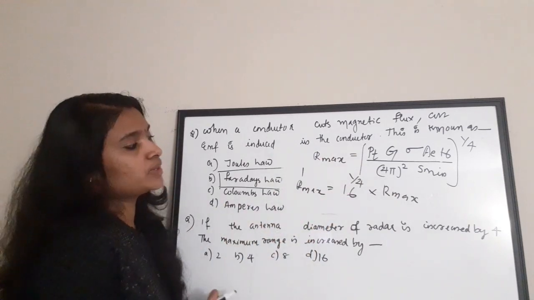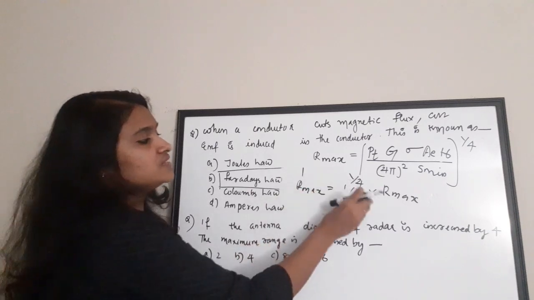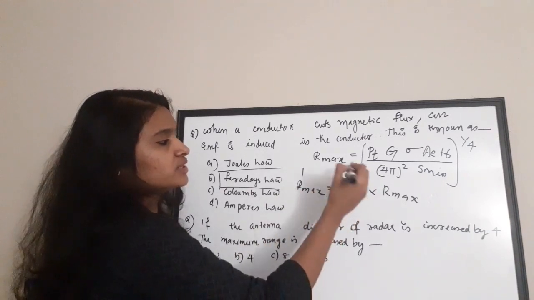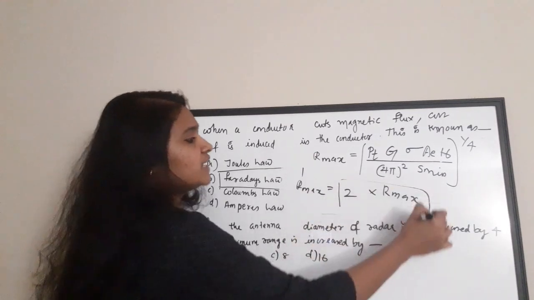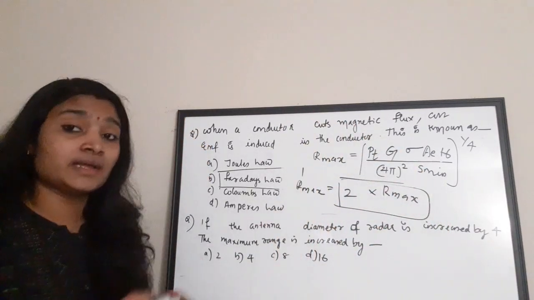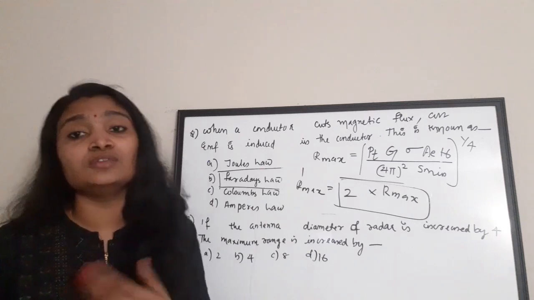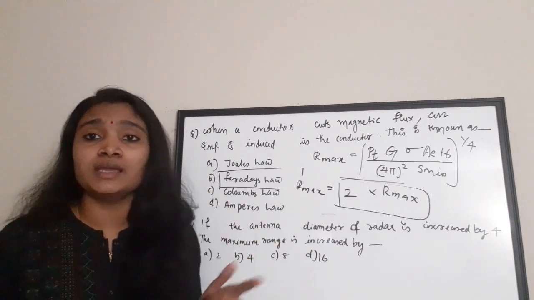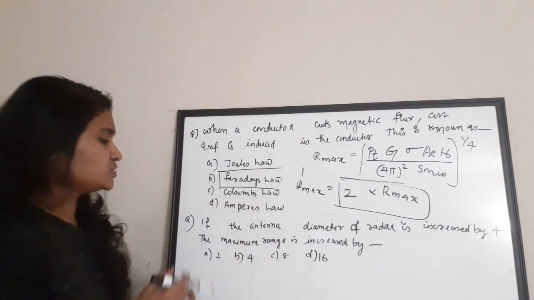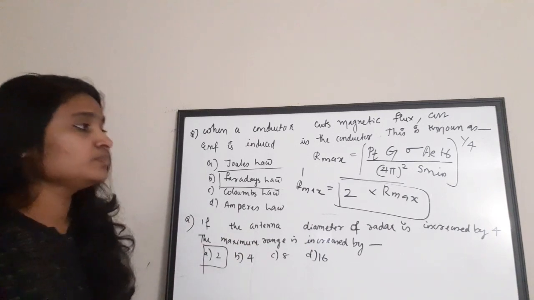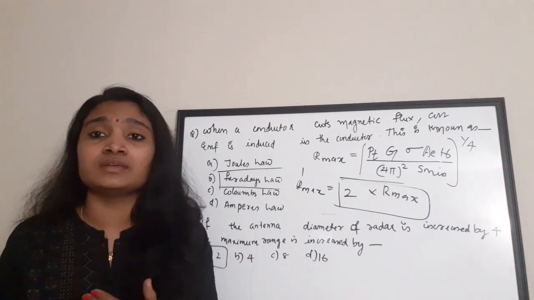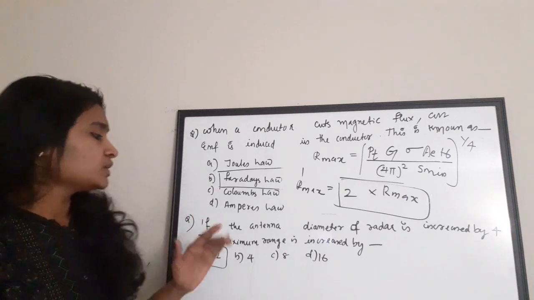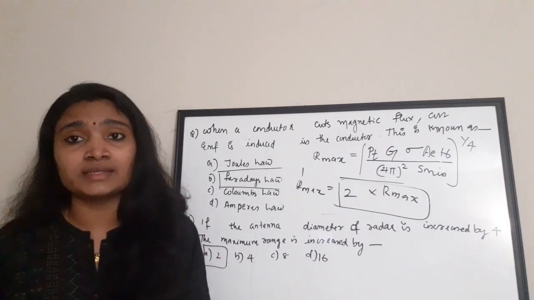What is 16 raised to 1 by 4? You can write 16 as 2 raised to 4, right? So 2 raised to 4 by 4, this gets cancelled, so 2 times R max. Your range will be 2 times if you increase the antenna diameter by 4. So the correct answer is option A. That is, if you increase the antenna diameter by 4 times, the range is increased by 2 times. The correct answer is option A, which is 2.